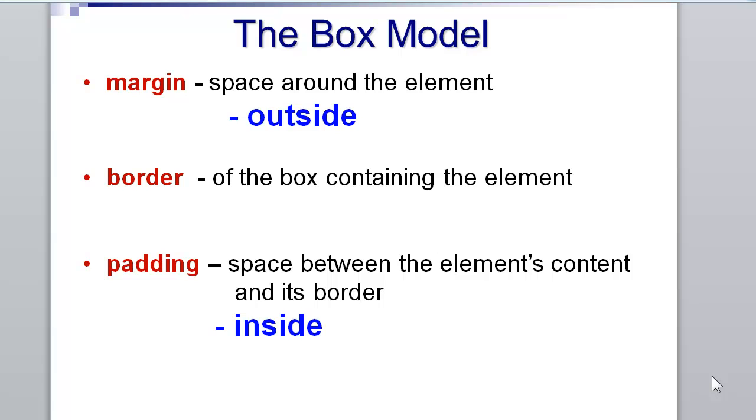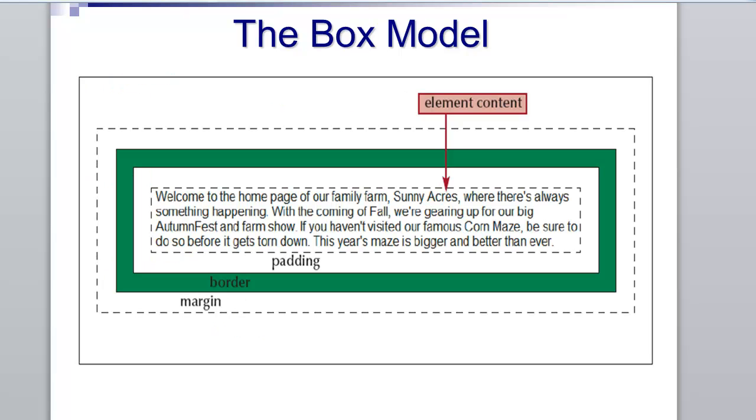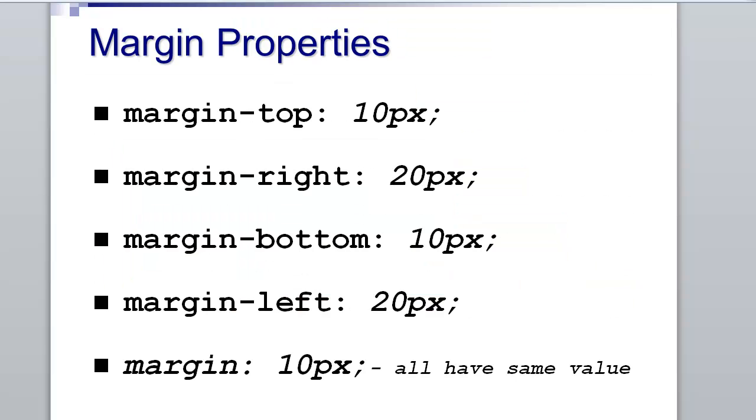The HTML container elements are referred to as having what is called a box model. They have a margin, which is the space around the outside edges, a border, which is a way of enclosing it, and padding, which is the spaces on the inside. So if we take a look at the diagram here, we will see an example of the margin, border, and padding. The margin properties can be set in different ways.